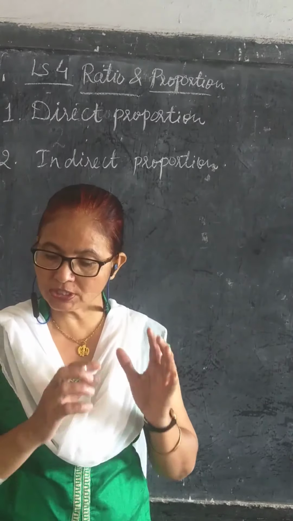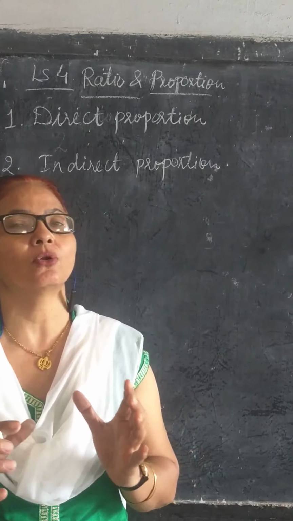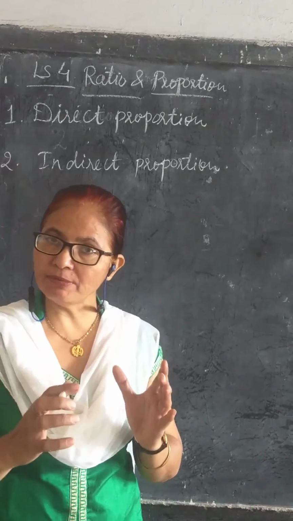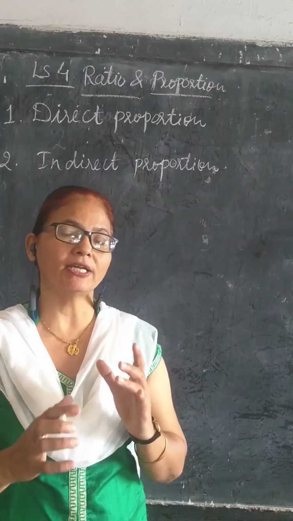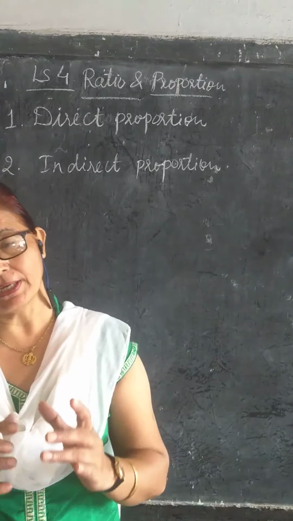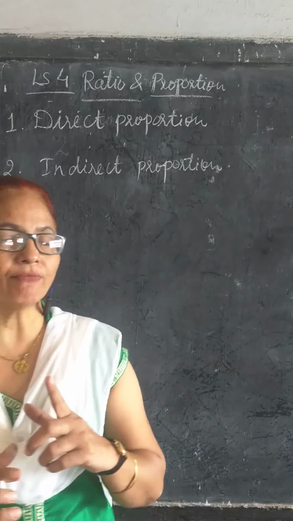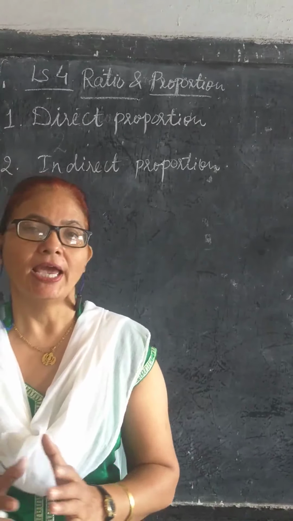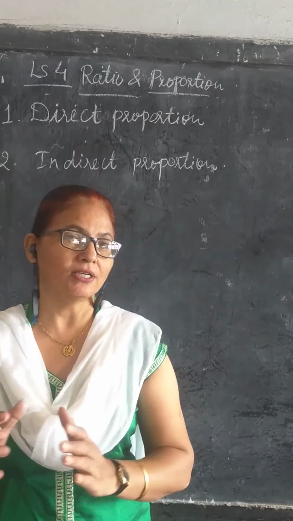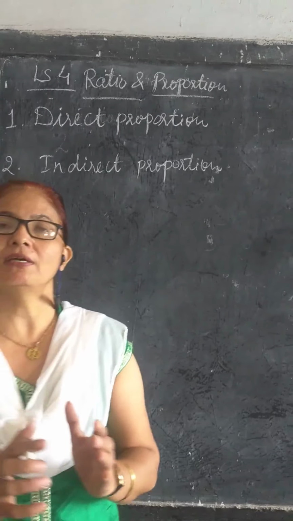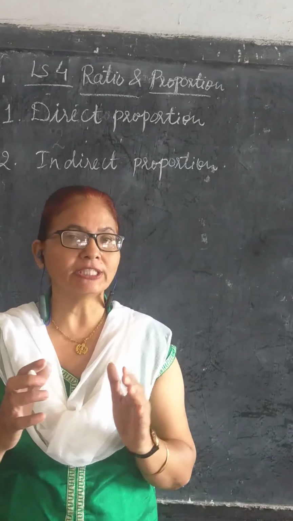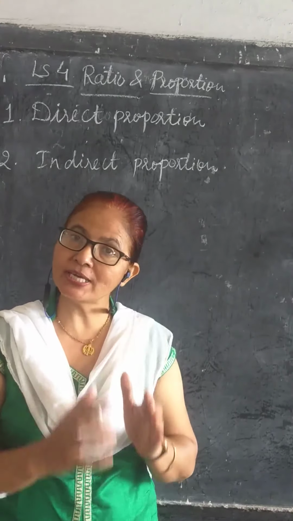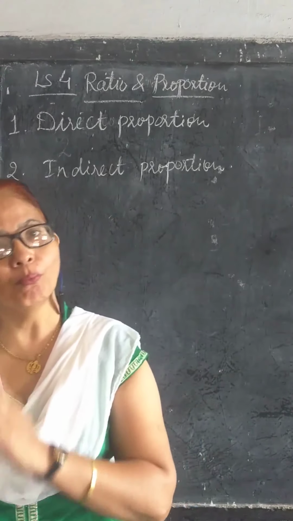So if three persons need 4 days to repair a road, and 10 persons are repairing the same road, they can repair it in 1 day. So what is happening here? If one quantity increases, the other decreases, and if one quantity decreases, the other increases. Here the number of persons is more, so the time required is less, and if the number of persons is less, the time required is more.